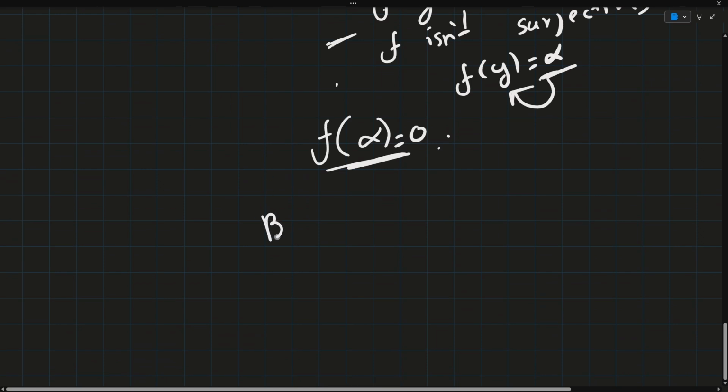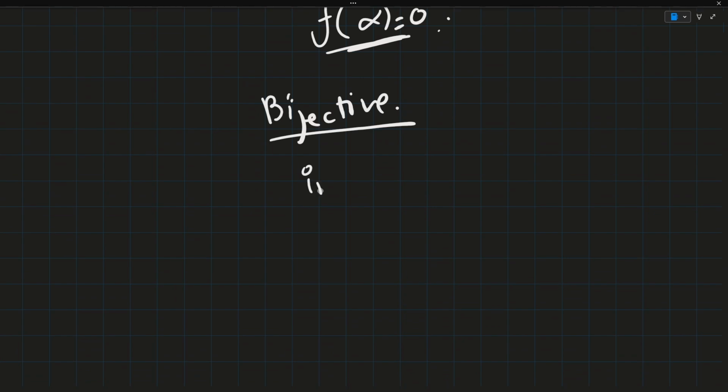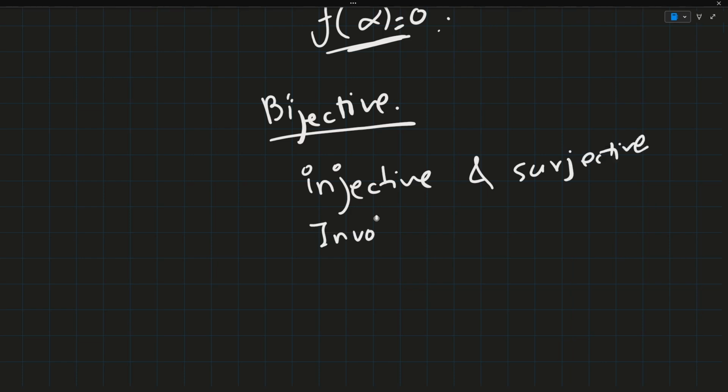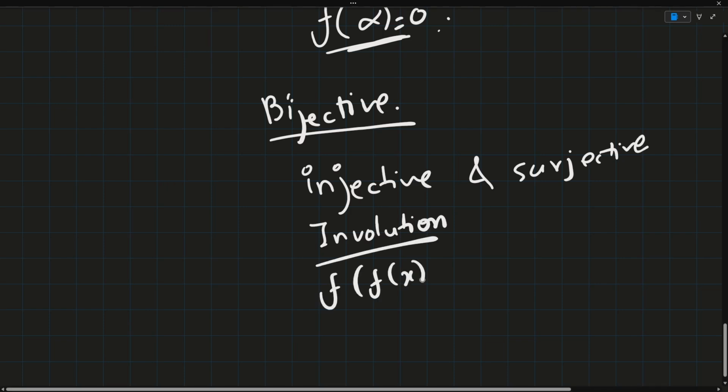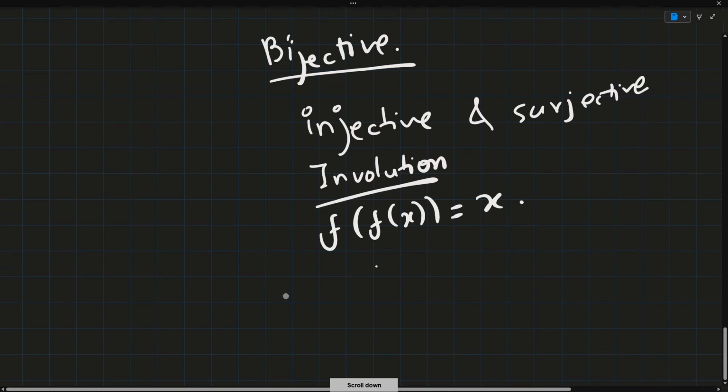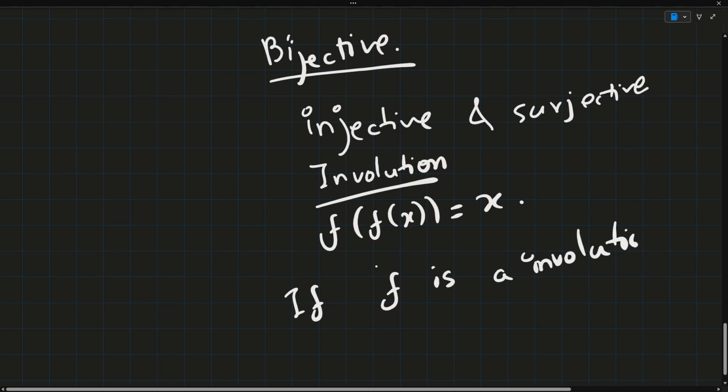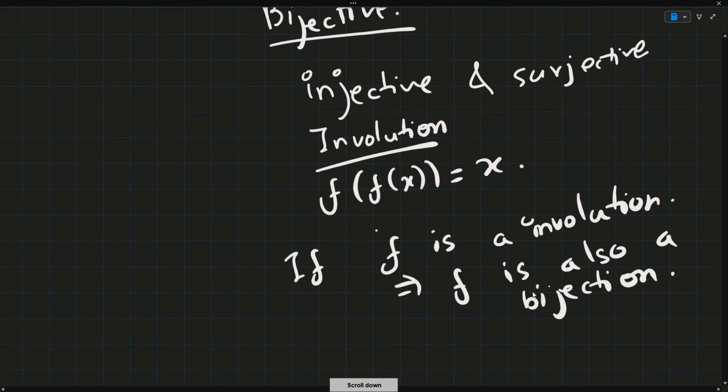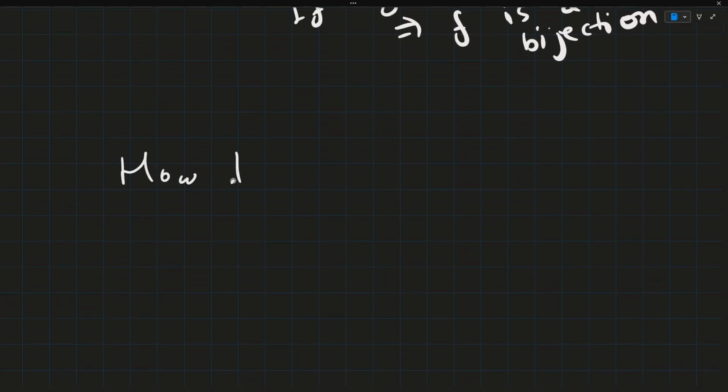The second thing is the bijective function. A function is bijective if it is both injective and surjective. And then the involution, this is the last definition. A function is called an involution if f of f of x equals x, and if a function f is an involution, then it follows that f is also a bijection.